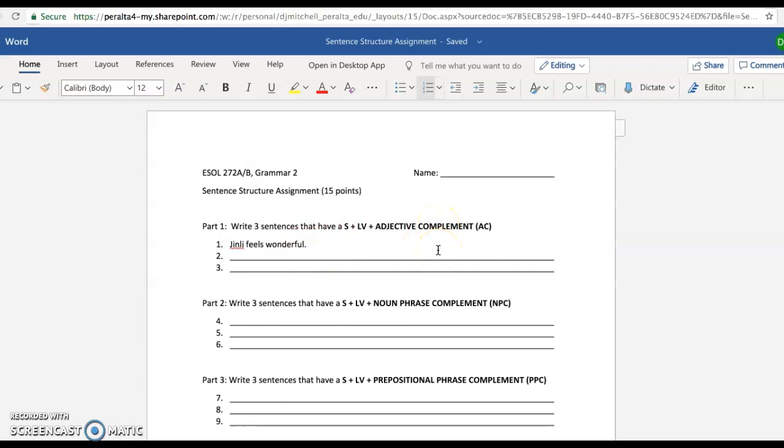So very easy. This is just to practice because I plan on having a test maybe at the end of next week. So this is just to practice for the test. And again, it's worth 15 points, 1 point per sentence. And you turn this one into me. Submit with the blue button in the top right-hand corner.